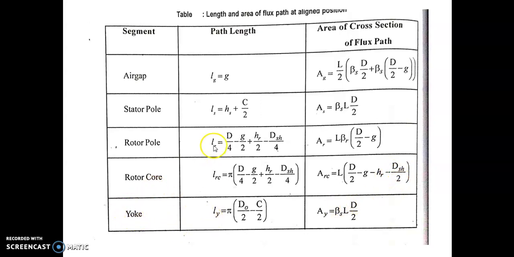For the yoke segment, the path length is L suffix Y, which is equivalent to pi into D naught divided by 2 minus C by 2, whereas the area of cross section of the flux path A suffix Y is equal to beta S into L into D by 2.